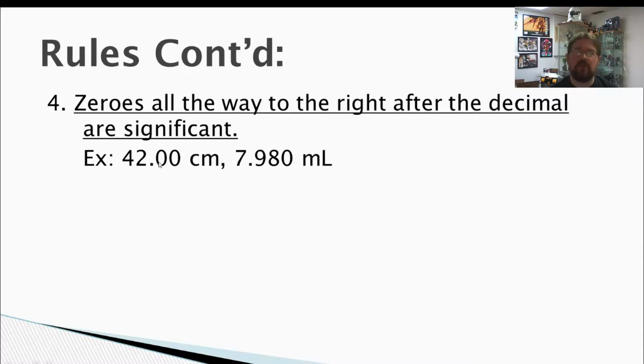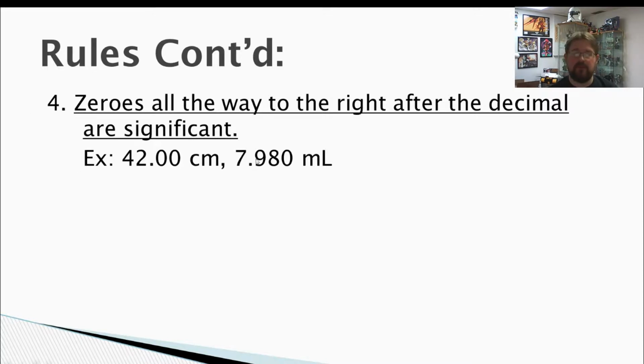What about this one? Go back to Rule 2. Zeros in between significant figures, this 2 and this 0, are significant. That means this one is significant because it's sandwiched between 2 significant figures. That means that the 4, the 2, and both zeros are significant. That's 4 significant figures in that measurement.